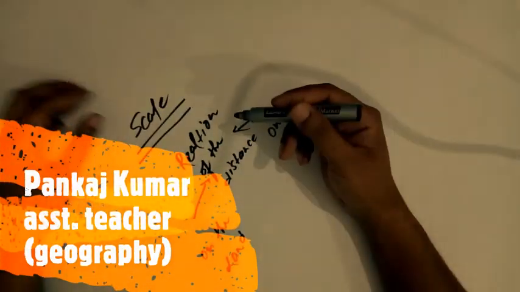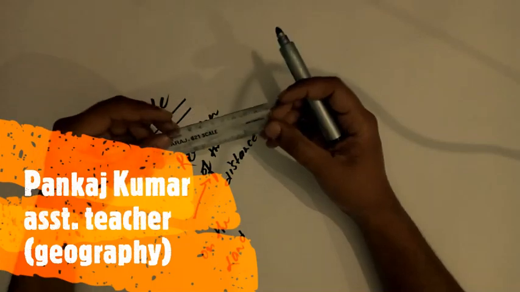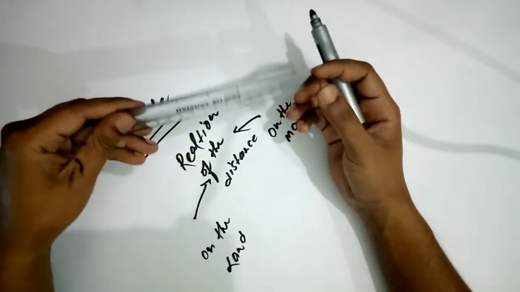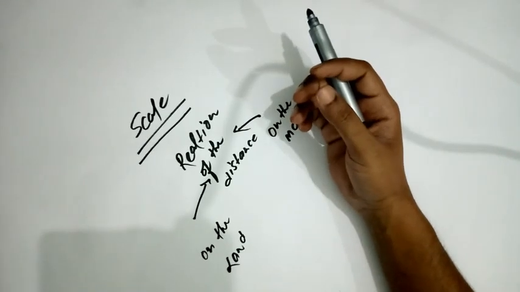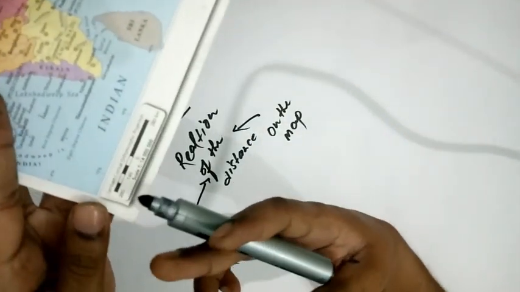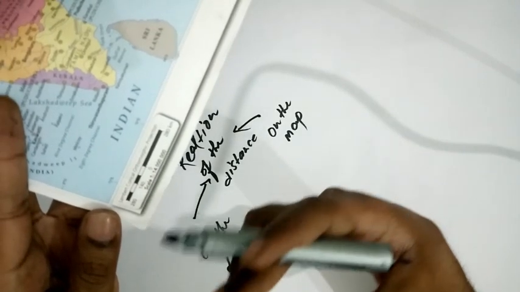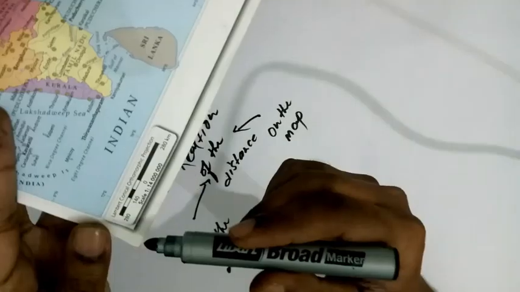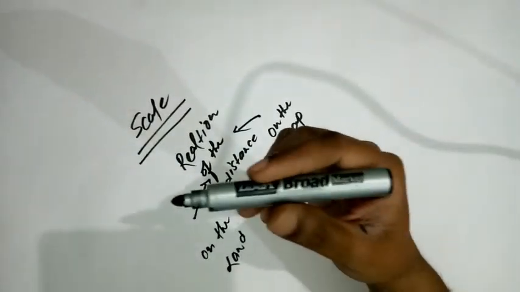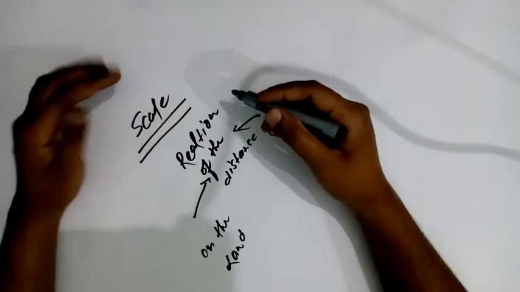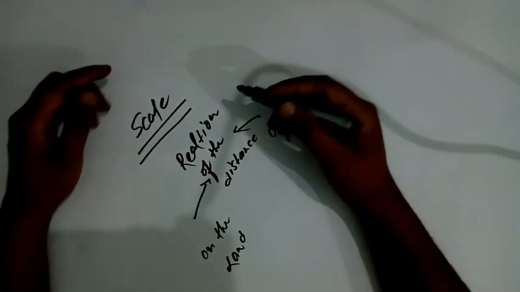So what is scale? This is also a scale, but we are not going to read about this scale. We are going to read about the scale which is mentioned sometimes below, sometimes at the top of a map. You can see here the scale is written 1:14 lakh. So we are going to read about this scale. Before we start, we have to understand the definition of scale.